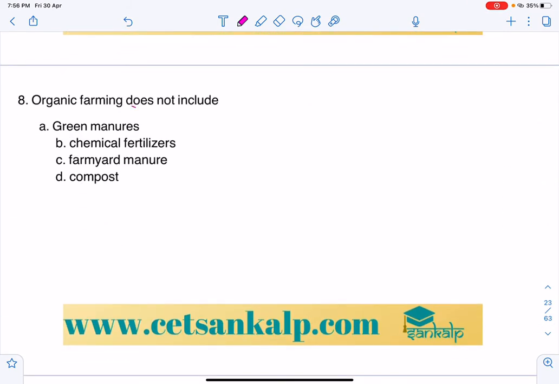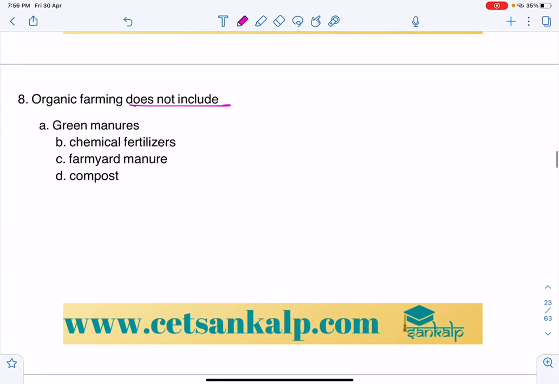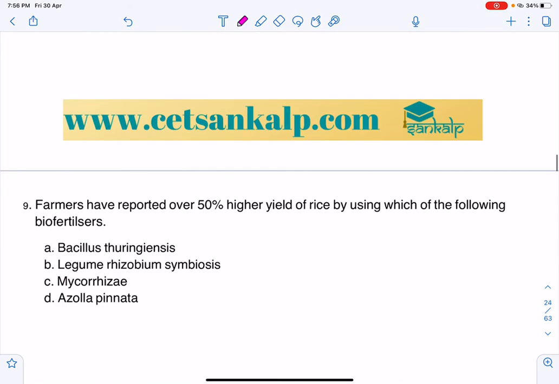And organic farming does not include. So organic farming, green manures, it includes chemical fertilizers, right? It won't include chemical fertilizers, farmyard manure and compost. So it's correct. And this one is not included. So B is the answer.